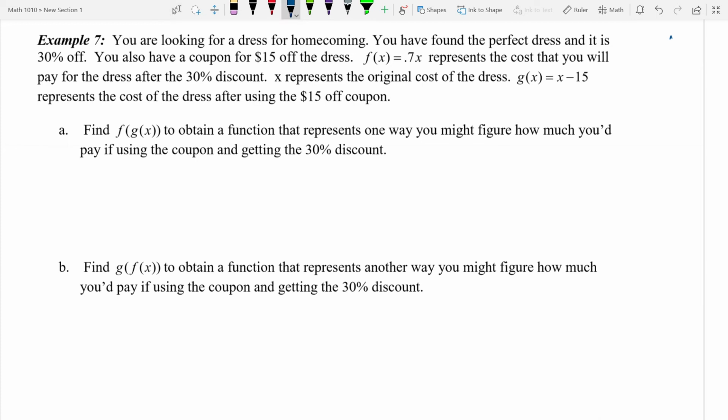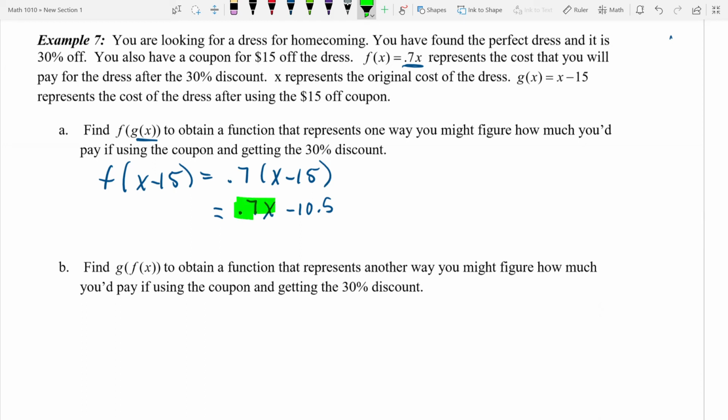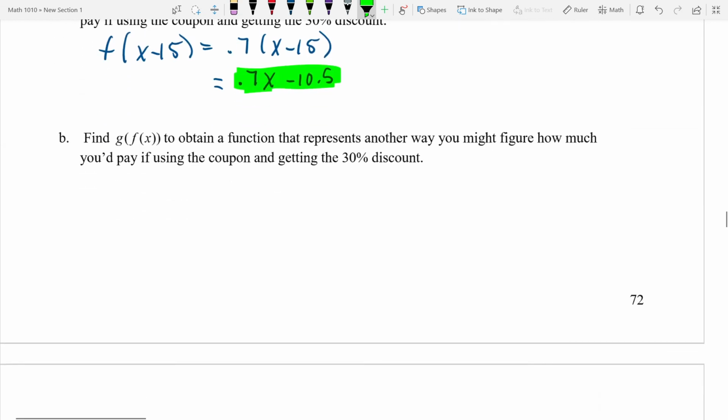So everybody look at your A and I want to make sure that you got this right, okay? So everybody right here on this g of x, let's replace it with g of x, which is x minus 15. Go into the f of x, and wherever you see an x, put in x minus 15. And then hopefully you distributed that, so it's 0.7x, and then 0.7 times negative 15 is negative 10.5. So you saved 70% on the cost, but here's the bummer, guys. Look what happened. Your $15 coupon just went down to $10.50.